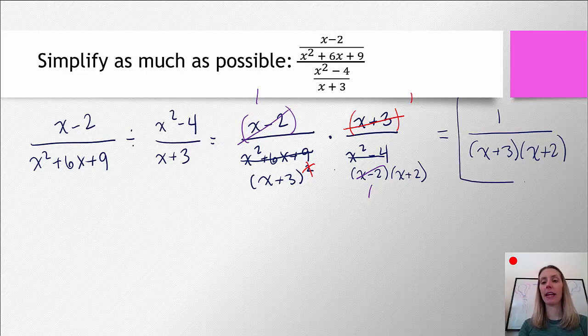I'm happy to leave my answer like this. You should talk to your instructor to see if they want you to multiply the x plus 3 times x plus 2 in the denominator. If you don't have to, I strongly suggest you don't. I would just leave it like this, move on to the next problem.